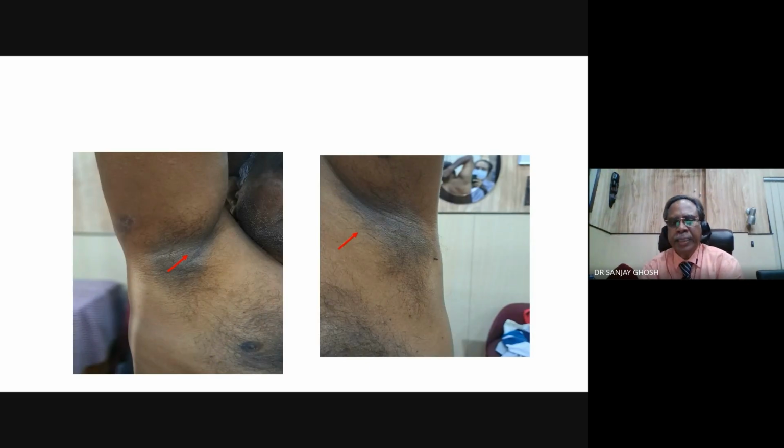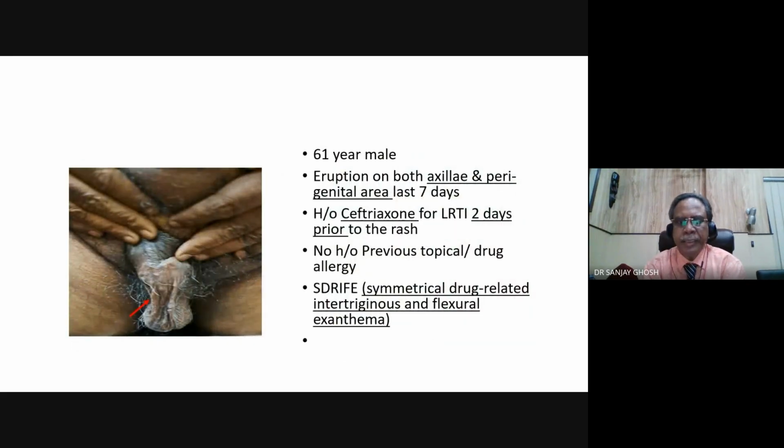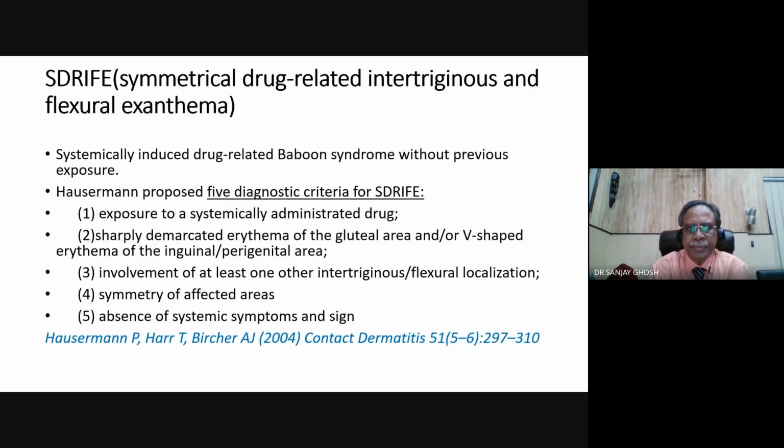But I'm showing a case. This is axillary involvement in a 61-year-old male, with eruption on both axillary and perigenital areas for the last 7 days. History of septic reaction for LRTI 2 days back. No history of any previous topical or drug allergy. So it is a case of SDRIFE, symmetrical drug-related intertriginous and flexural exanthema. This is a very classical description.